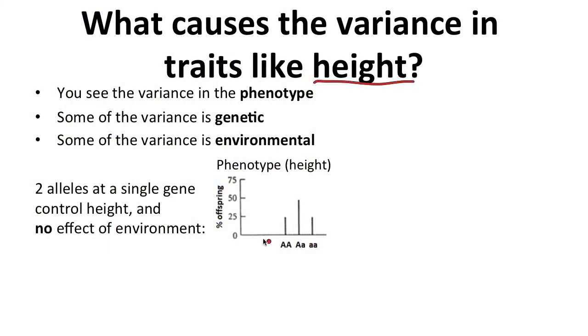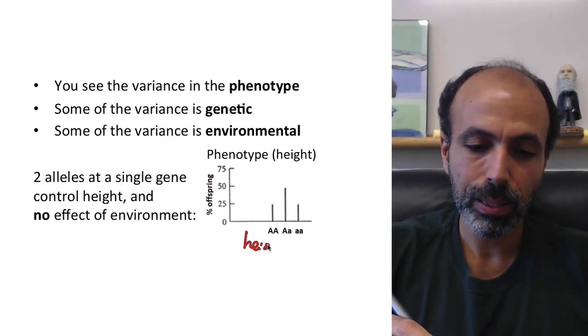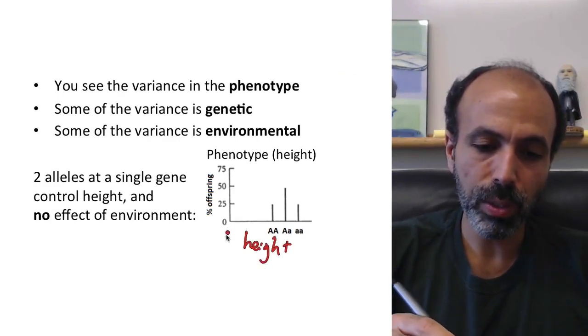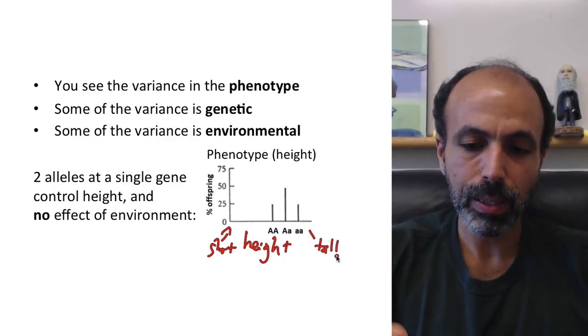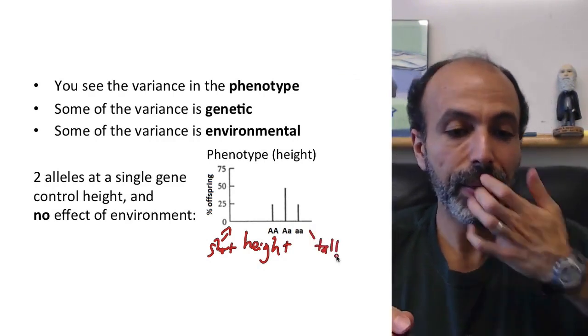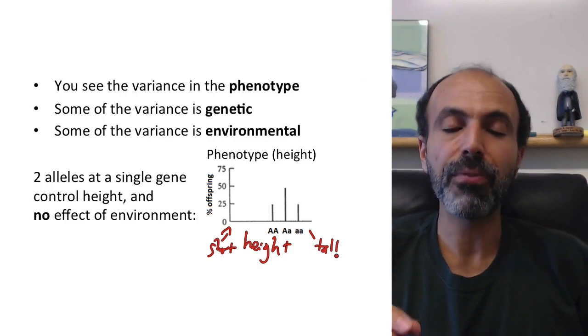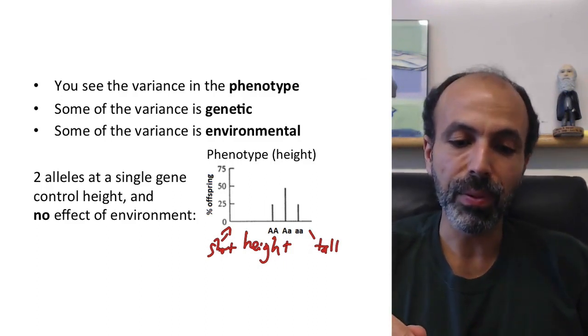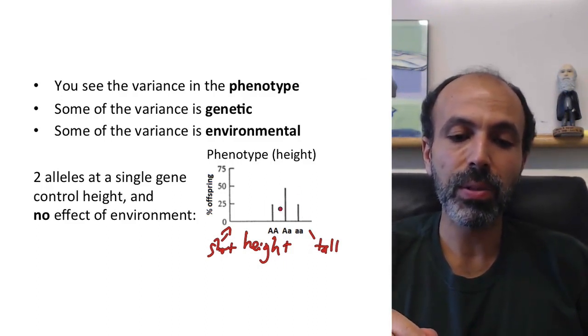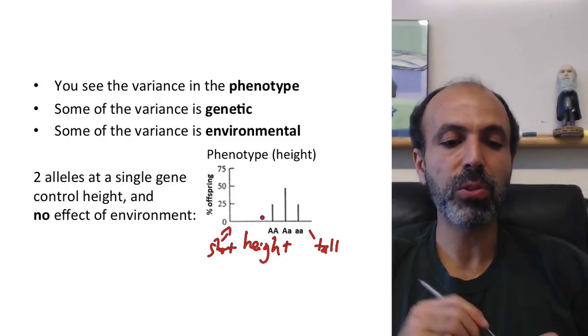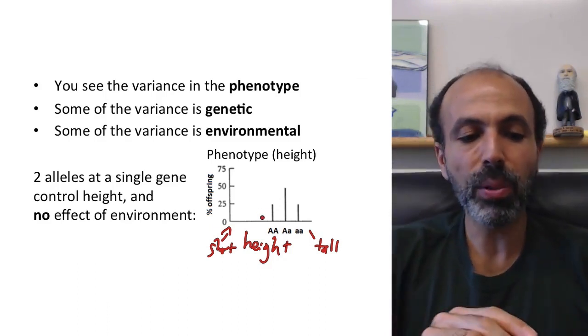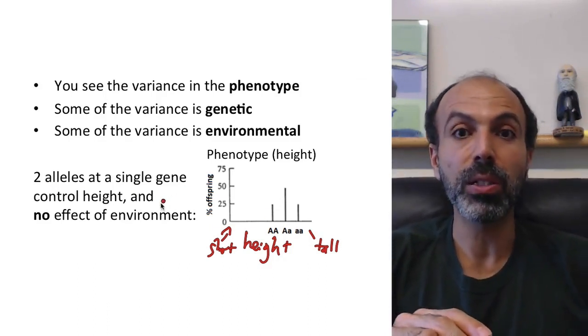Well, let's use this example right here. Let's say here on the y-axis, we're looking at number of offspring that have a particular height. And on the x-axis, we're looking at height, such that this would be short at this end, and this would be tall at this end. Okay? So we see here, in this particular case, there's some variance in the phenotype being height. That we have some individuals that are on the tall end, some individuals that are intermediate, some individuals that are short.